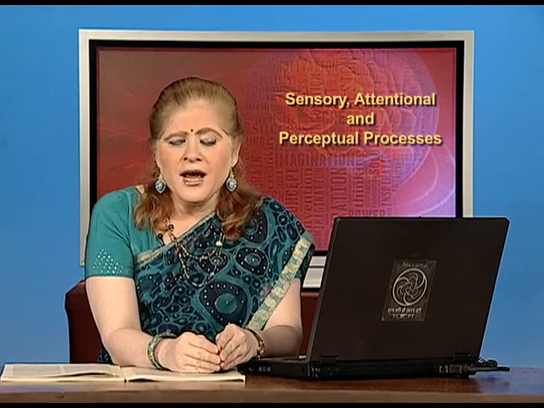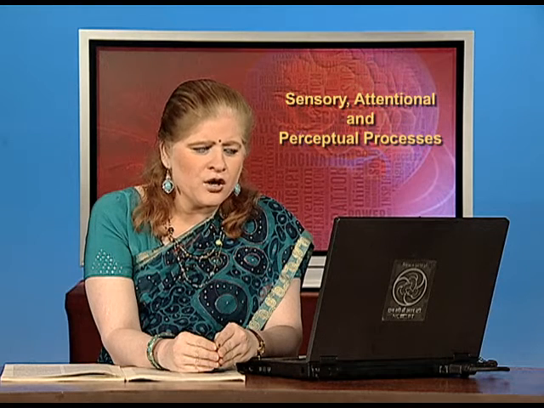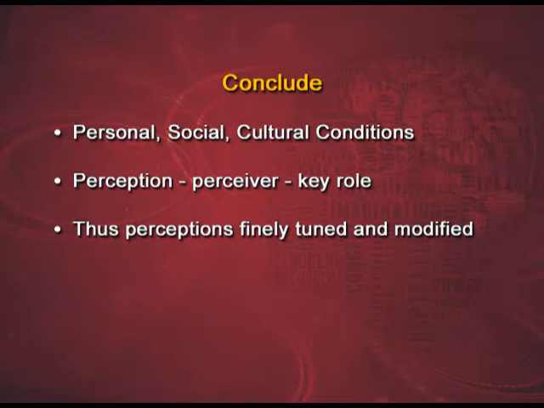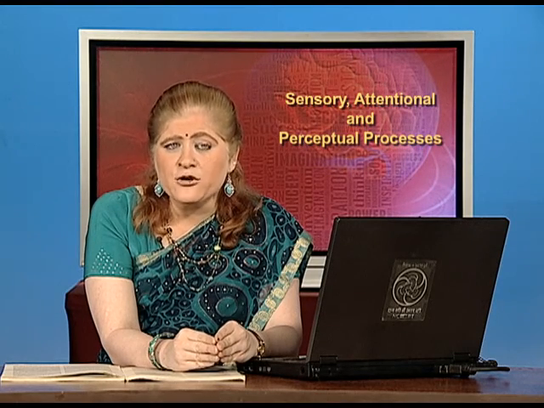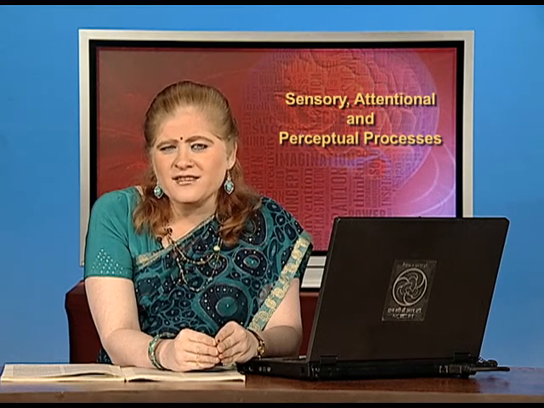So friends, in this section today, you saw that personal, social and cultural conditions are of immense importance when it comes to perceptual processes. You also saw two sub-processes of perception. Perception of a stimulus is a result of the stimulus characteristics and those of the perceiver. They are both key factors. In the next sections, we shall deal with illusions and certain constancies.